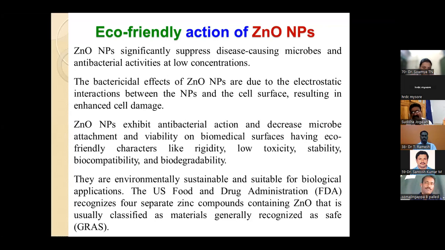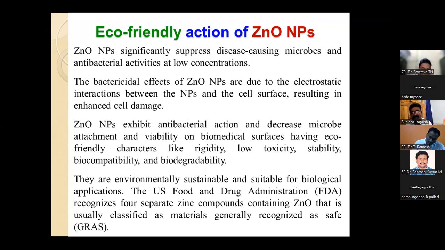So this is the concept: the eco-friendly action of zinc oxide nanoparticles. Not only do they promote biomass and plant growth and other parameters, they also significantly suppress disease-causing microbes. This is most important. Microbes in the sense that it is a broad spectrum, where antimicrobial and antifungal activities are achieved by various concentrations of zinc oxide nanoparticles. This is the literature that I am just summarizing.